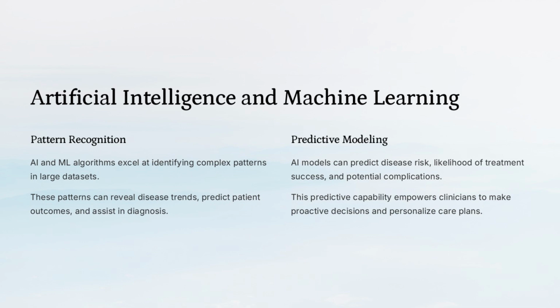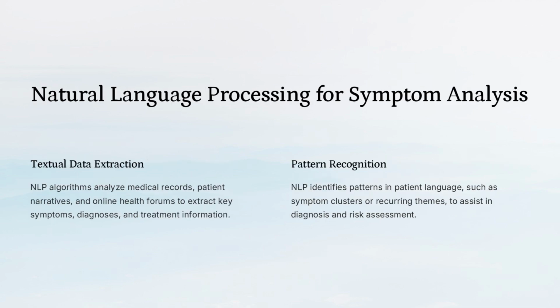Additionally, AI models can make accurate predictions about disease risk, treatment success, and potential complications. This predictive capability allows clinicians to make more proactive, personalized decisions in caring for patients. By leveraging the pattern recognition and predictive power of AI or ML, we can enhance clinical decision-making and improve patient outcomes.